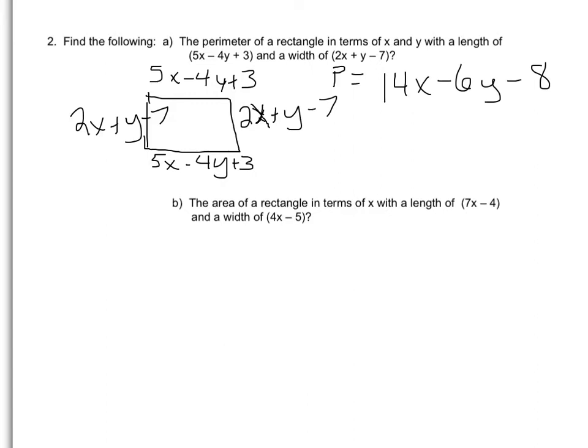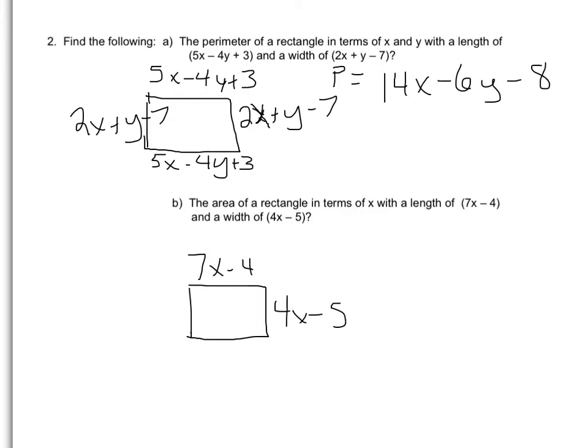Letter B, the area of the rectangle. Area tells me we're going to be multiplying length times the width. So the area of that rectangle in terms of x with the length of 7x minus 4 and a width of 4x minus 5. Once again, we're going to draw a picture and label the sides. In this one, I only need the length and the width because I'm just multiplying them. And in the other one, we needed all 4 sides because we were doing the perimeter.